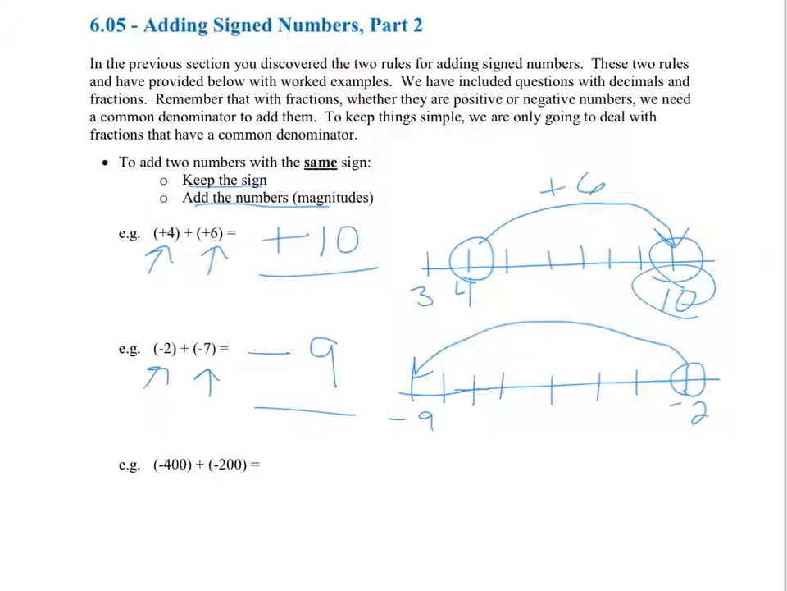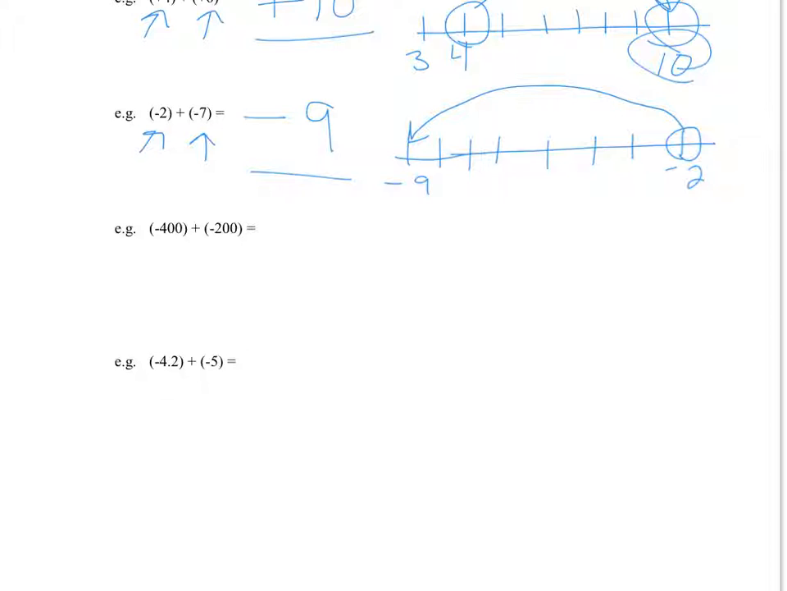Okay, down here we have two negative numbers again, so if they're both negative, then we keep that sign, negative, and then we just add the numbers or their magnitudes. So 400 and 200 makes 600, so negative 600. Again, down here, we have two negatives again, so our answer is going to be negative, and then we add these magnitudes together. So 5 plus 4.2 is 9.2, and our final answer is negative 9.2.